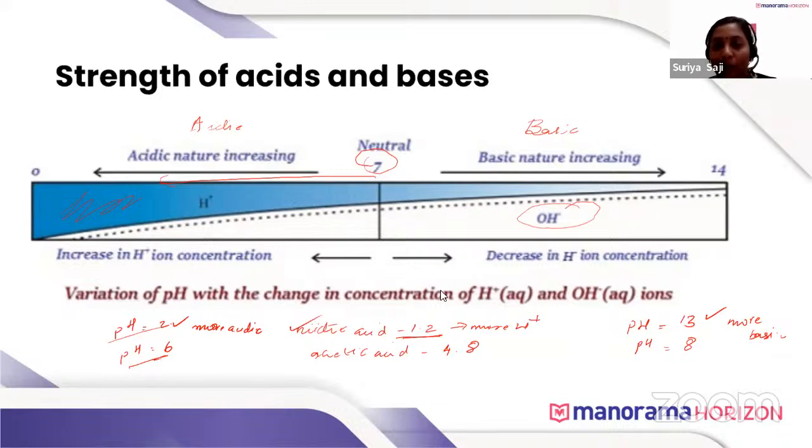Same for bases also. For example, if you are taking KOH, it will be having pH approximately equal to 13. But if we are taking phosphoric acid H3PO4, it will be roughly around 10 only. So here pH is lower, there pH is higher. It means that H plus ions are less and OH minus ions will be more. Okay, understood?